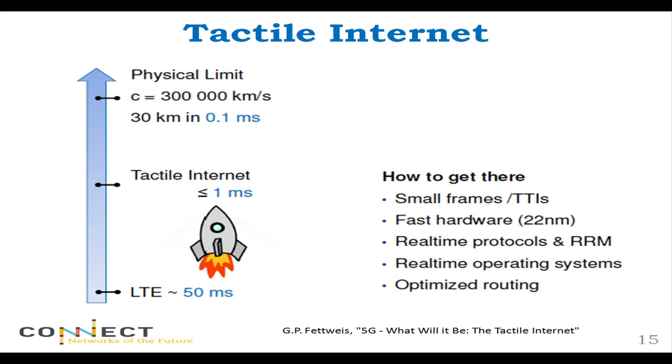So you have to do something about, for example, making smarter frames or transmission time intervals. People are working on faster hardware, like Intel, real-time radio resource management, real-time operating systems. People are talking about network operating systems now with SDN, optimized routing. Small frames have to do with information theory, looking into what they call short length codes. The Shannon theory is all based on asymptotically long codes, but that doesn't suit quick applications.